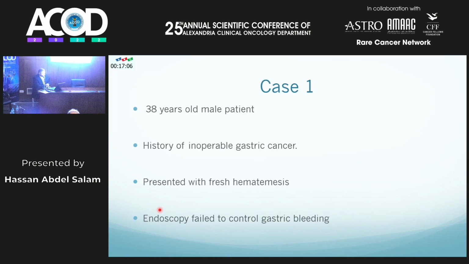First case is a 30-year-old male patient with a history of inoperable gastric cancer, presented with fresh hematemesis. He had multiple endoscopy sessions which failed to control the gastric bleeding. So the patient was referred to us to control his gastric bleeding.